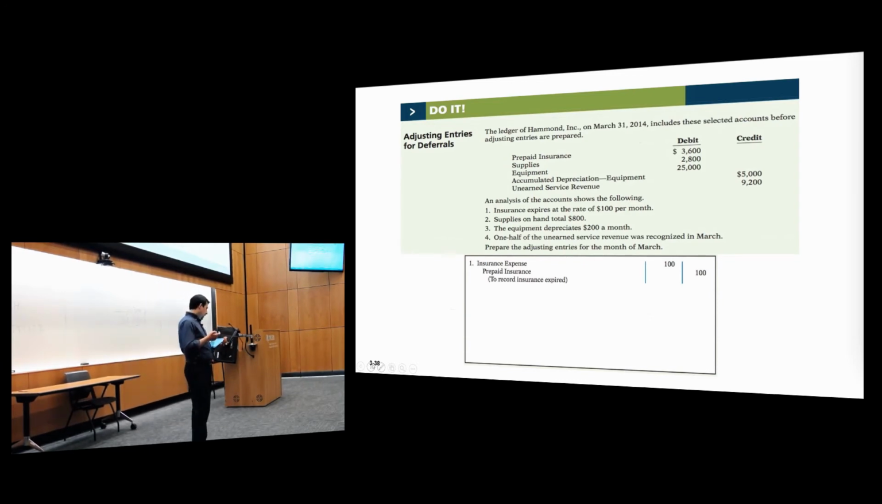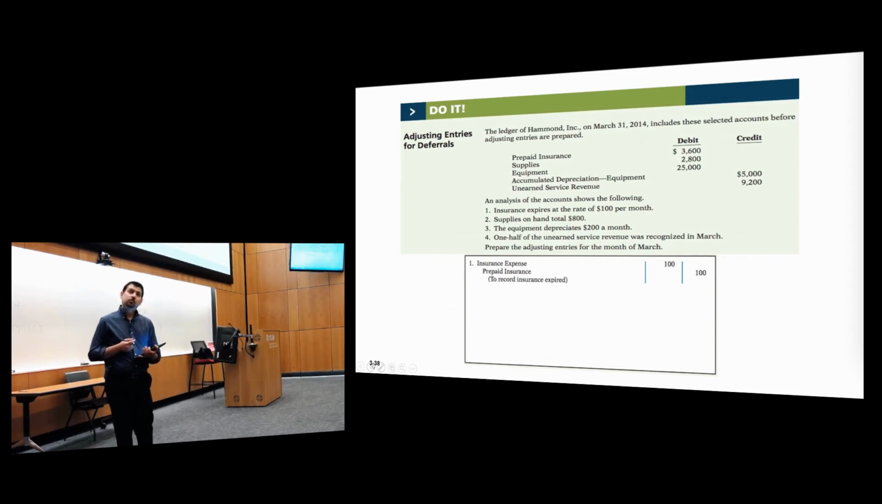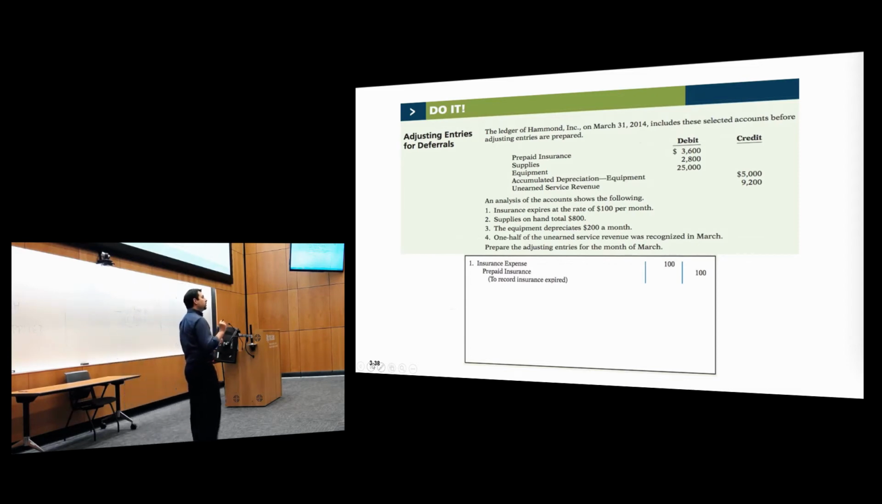Next, supplies on hand total $800. So what was the supplies that were used? 2,000. So the company used $2,000 of supplies. They spent $2,000. So what do you do? You debit supplies expense, credit supplies. You debit the expense, you credit the asset.